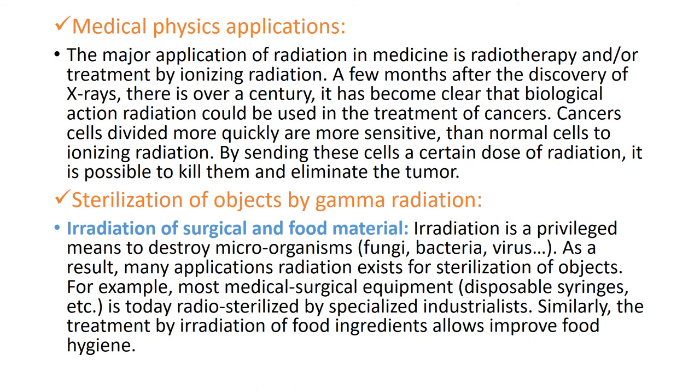Now we talk about the medical physics applications of gamma radiations. Gamma radiations can be used in medicine as radiotherapy, because the ionizing power of gamma radiation is very much higher than ultraviolet or X-rays. That's why we are using gamma radiation in radiotherapy and for the treatment of cancer, to kill the bacteria or to kill the germs or to treat the damaged cells, and controlled exposure of this radiation is possible if you use a certain dose.